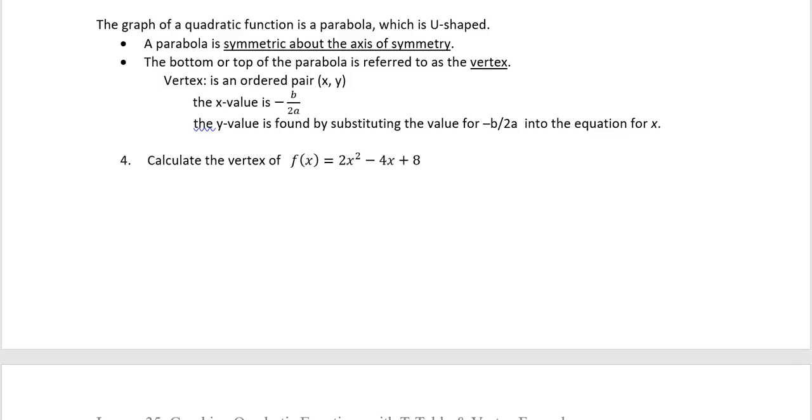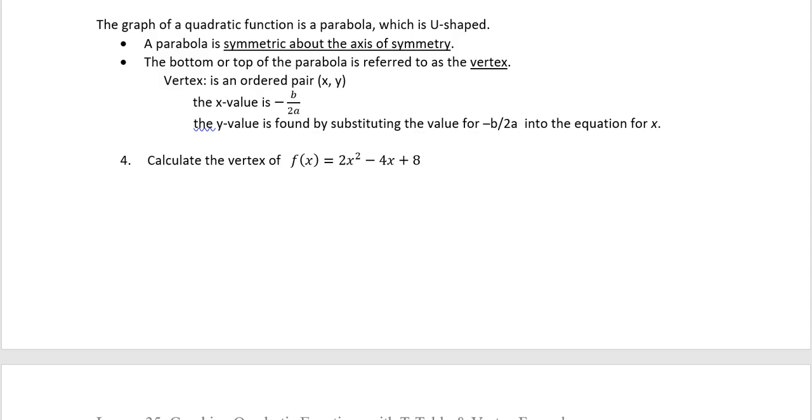In the next section, we're going to figure out what the vertex is. The first bullet says a parabola is symmetric about the axis of symmetry. I talked about that briefly in the very first graph, and we'll talk about that more as we move on. The second bullet, the bottom or top of a parabola is referred to as the vertex, and a vertex is an ordered pair always written in XY. Okay, the x value of that ordered pair is negative b over 2a.